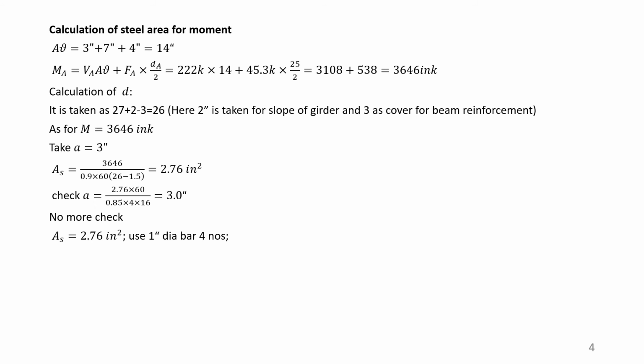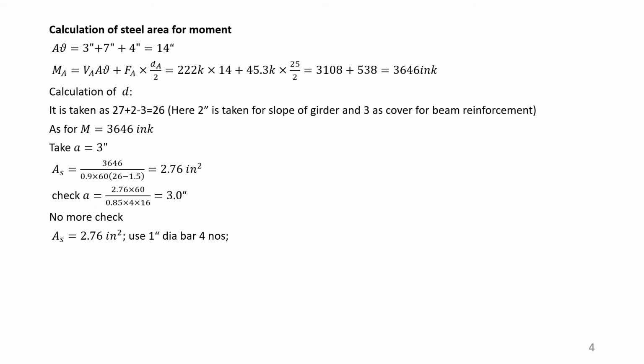I have shown that the 27 is the end of this ledge. It is increased by 2 inch for the slope, and 3 inch is deducted for the effective depth, and then the effective depth here is 26 inch. These 2, 3 and 2 are explained in this written form.